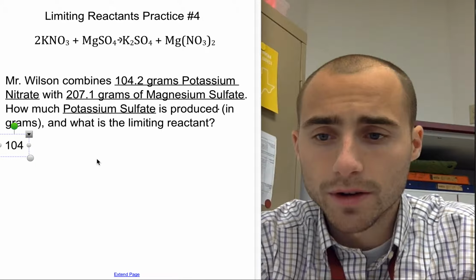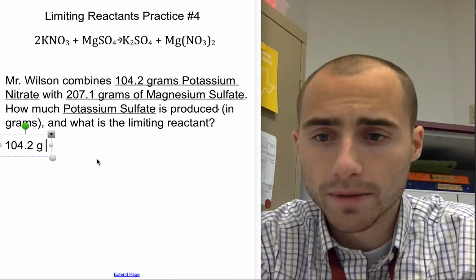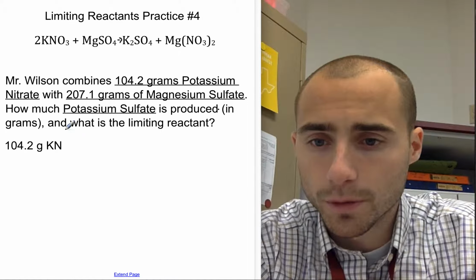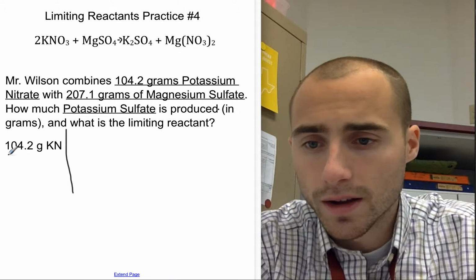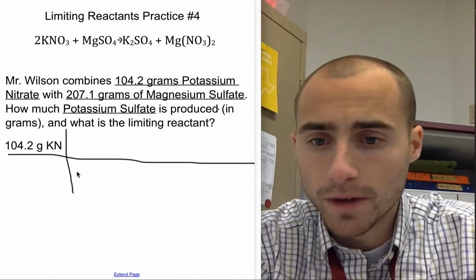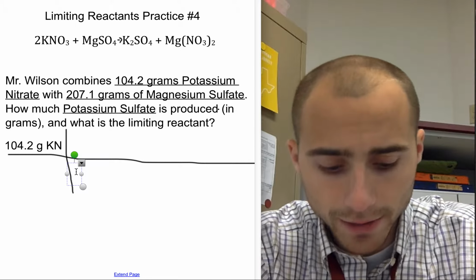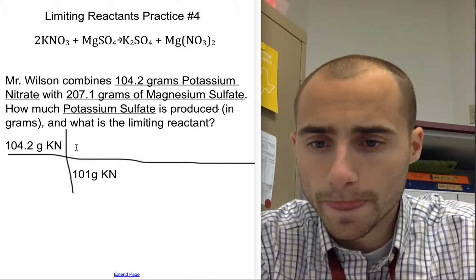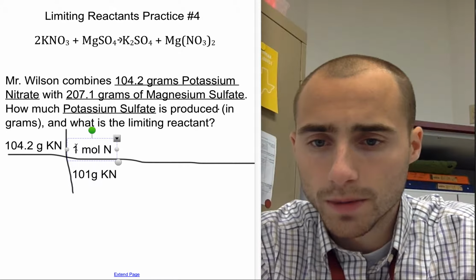So we can do that by starting off with 104.2 grams. And for potassium nitrate, I'm going to abbreviate it KN strictly so we have enough room to fit it all on this page. So 104.2 grams of potassium nitrate. We have to convert that to moles first using its molar mass. Potassium nitrate's molar mass is 101 grams per mole. So that equals 1 mole of potassium nitrate.